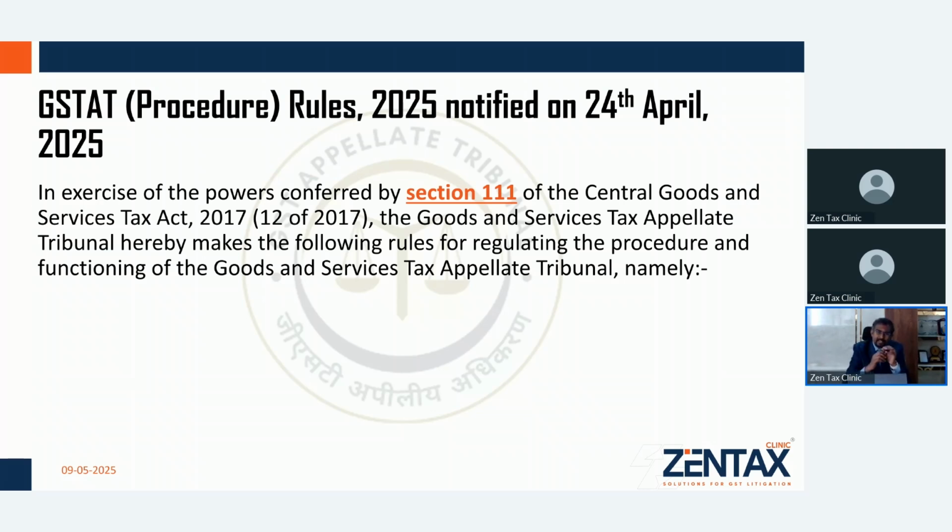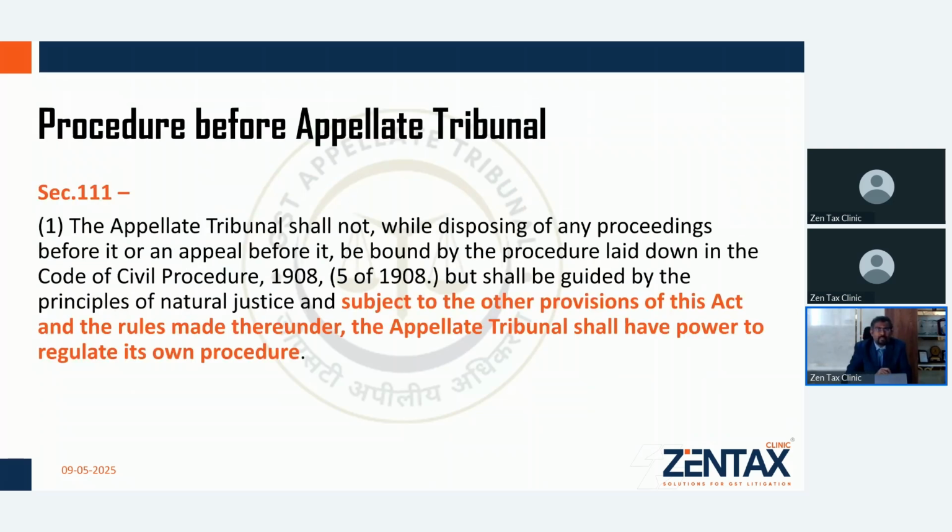So, can the tribunal by themselves make rules governing themselves? Are these rules by and large valid? Do they really have the power to notify the rules for themselves? Let us refer to the provisions of section 111, subsection 1, procedure before the appellate tribunal.